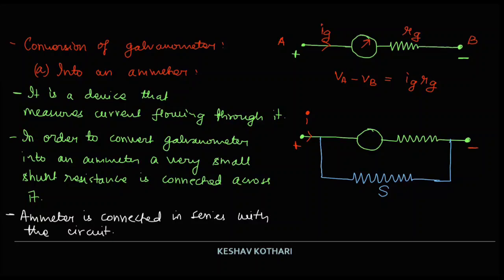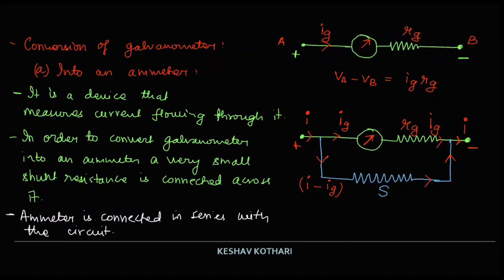So over here the current will bypass. So Ig current will pass through the galvanometer, which is the feeble current, and the rest of the current, that is I minus Ig, will pass through the shunt resistance. So this will pass through the shunt resistance, and over here they will combine back again to become I, and this is regarded as Rg, or the resistance offered by the galvanometer.